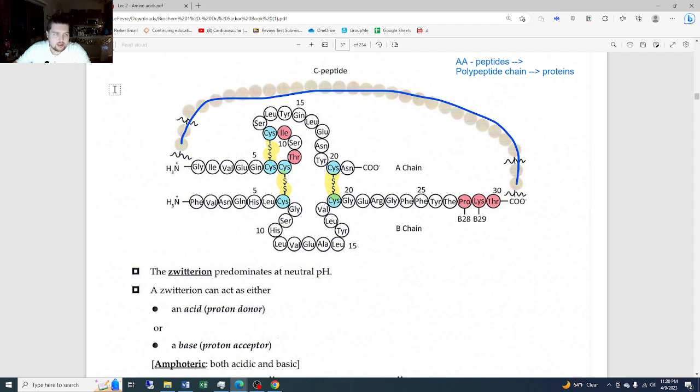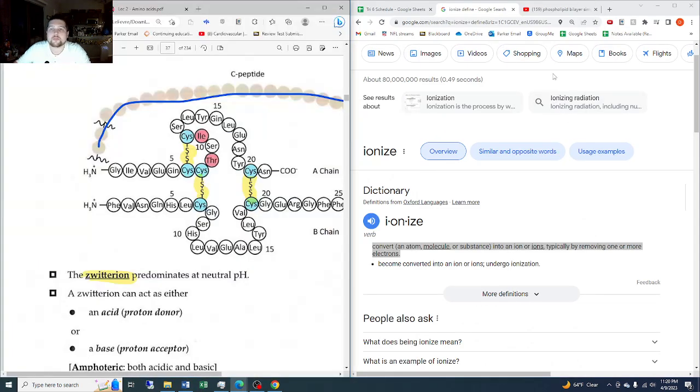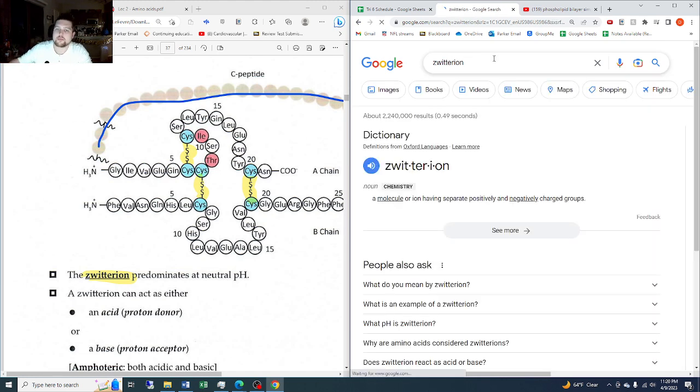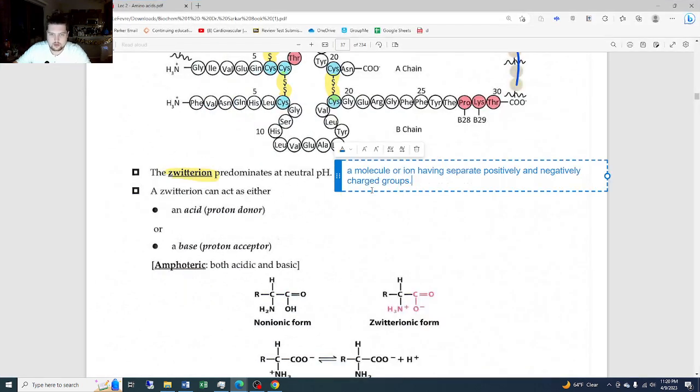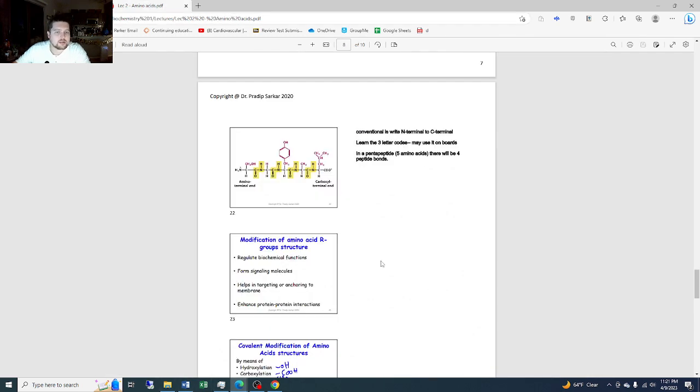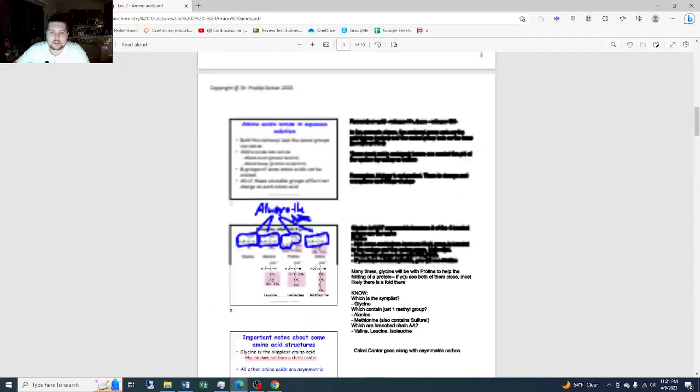The Zwitterion. This is one. Again, I want a nice definition for the Zwitterion. So let's jump to our wonderful Google. So a Zwitterion is a molecular ion having separate positively and negatively charged groups. So the Zwitterion can act as either the proton donor, the acid, or the base, a proton acceptor. I believe, if I'm not mistaken, he talks about the Zwitterion in his lectures.